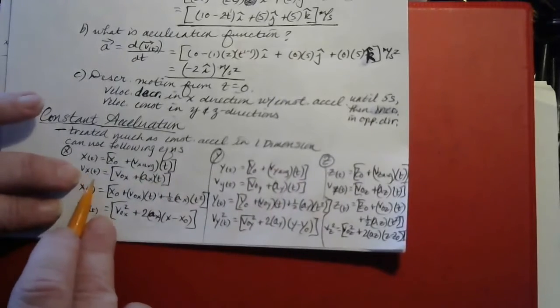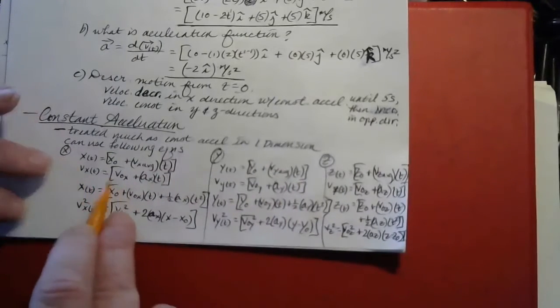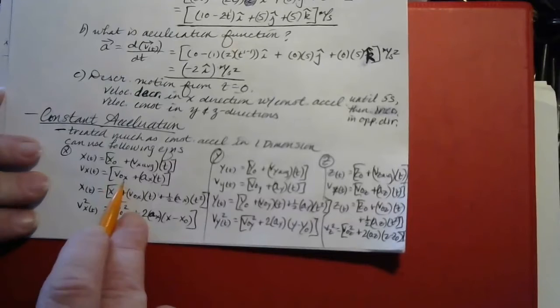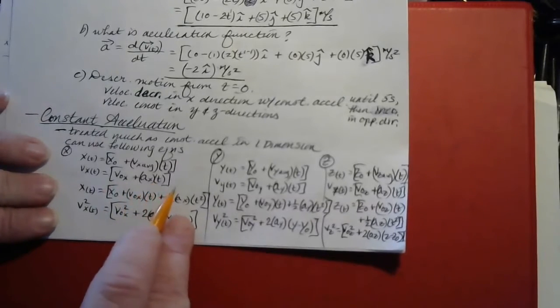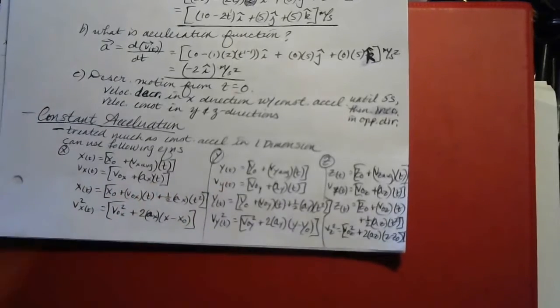For velocity in the x direction as a function of time, it's the original velocity in the x direction plus the acceleration in the x direction times time. And that is very similar to the equation that we've been using for that in one dimension.